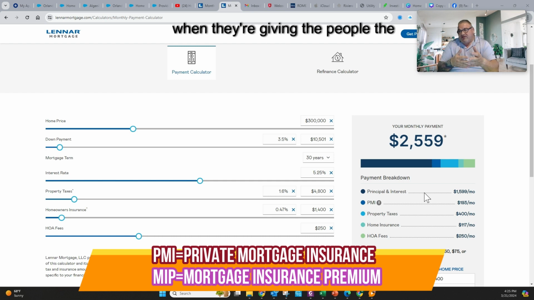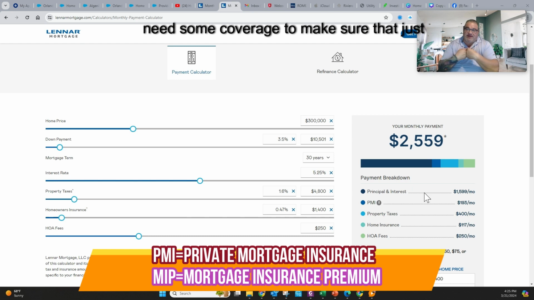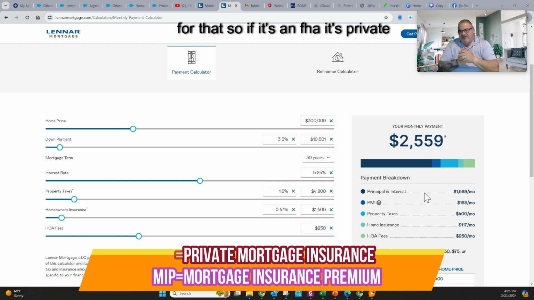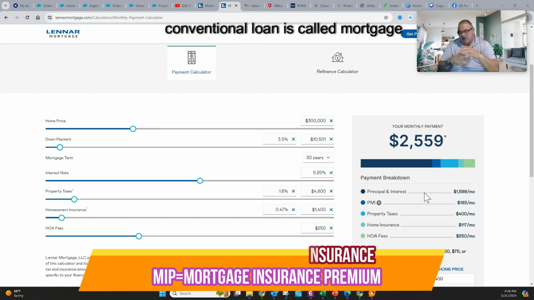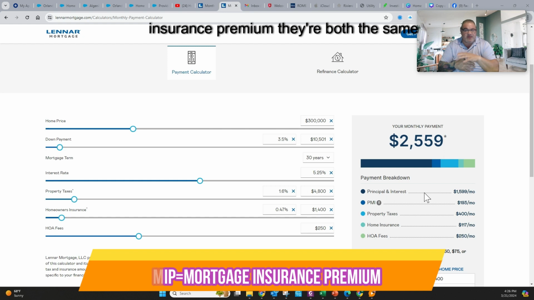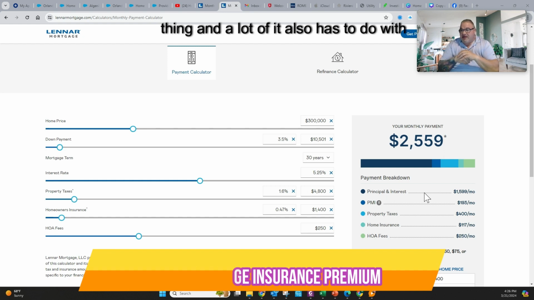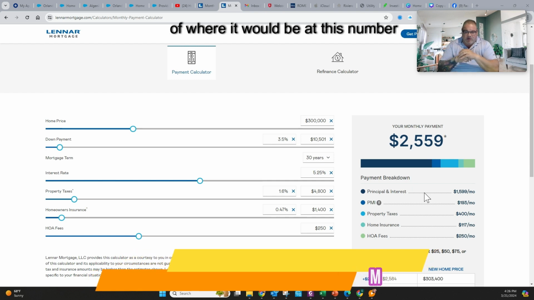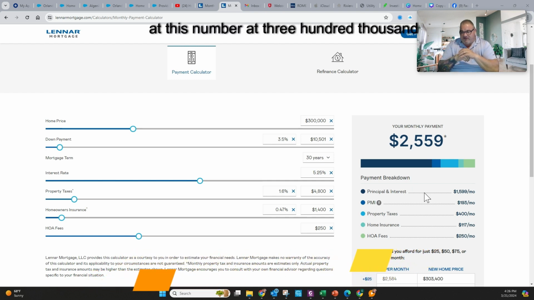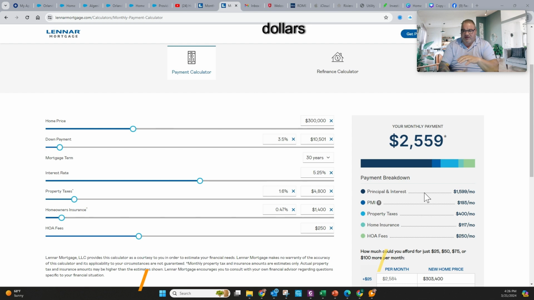So when they're giving people the opportunity to put less than that down, they need some coverage to make sure that just in case something goes wrong, they'll be okay. And of course, the home buyer pays for that. So if it's an FHA, it's private mortgage insurance. If it's a conventional loan, it's called mortgage insurance premium. They're both the same thing. And a lot of it also has to do with your credit. So this is just a good average of where it would be at this number, at $300,000.